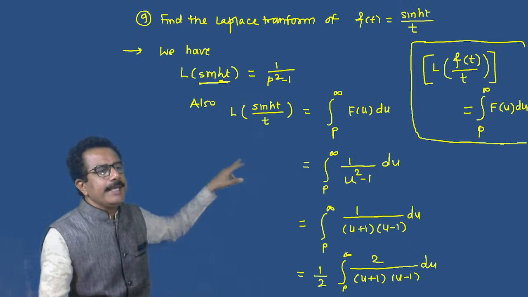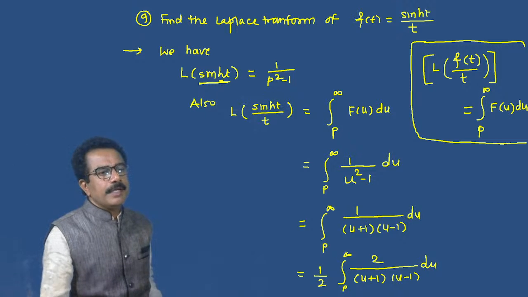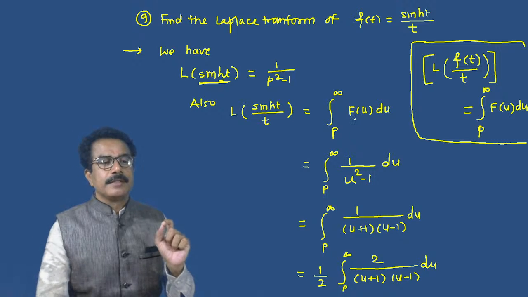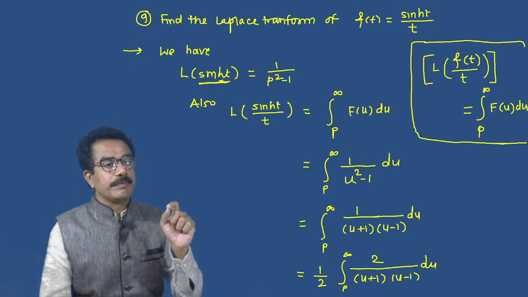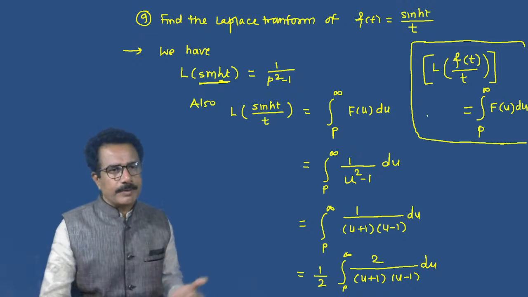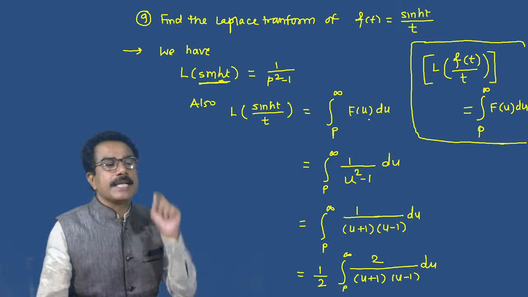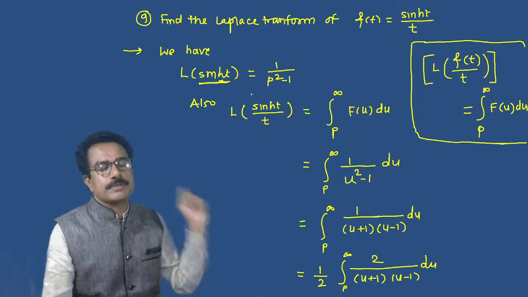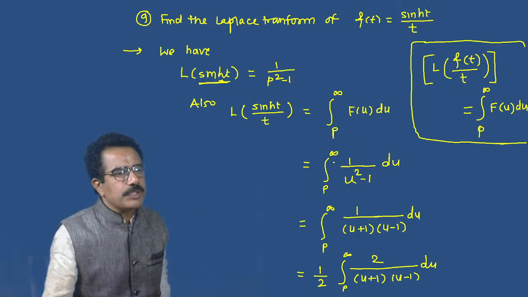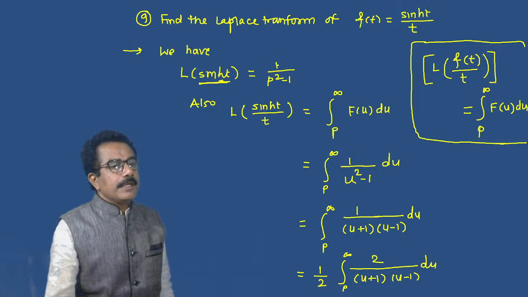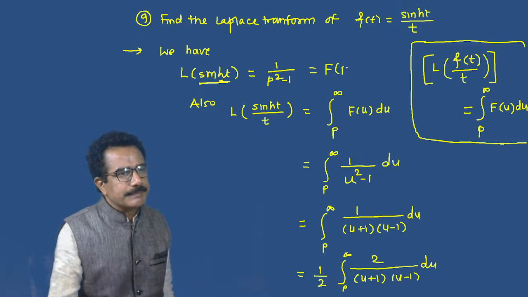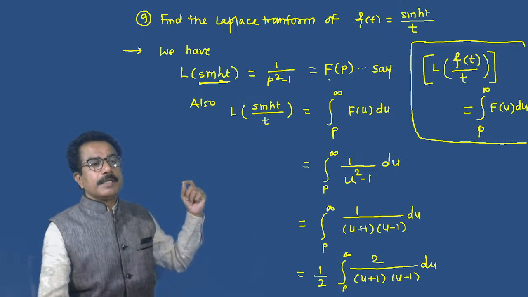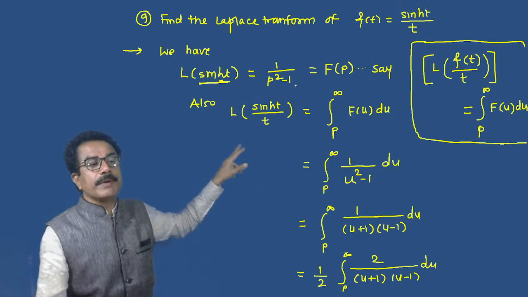Suppose f of t means sin ht, and capital F of u means the Laplace transformation of small f of u or small f of t. Okay, there is no problem. So according to this, here capital F of u is the Laplace transformation of small f of u or small f of t. Okay, now integral from p to infinity, suppose this is capital F of p, say, then capital F of p is 1 upon p square minus 1.